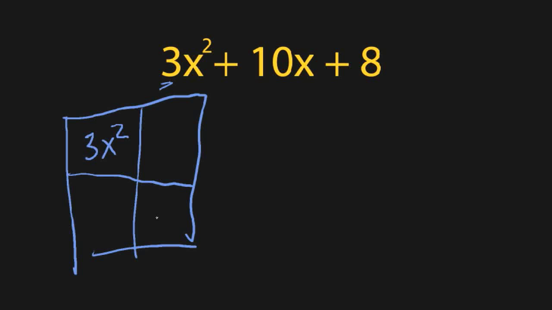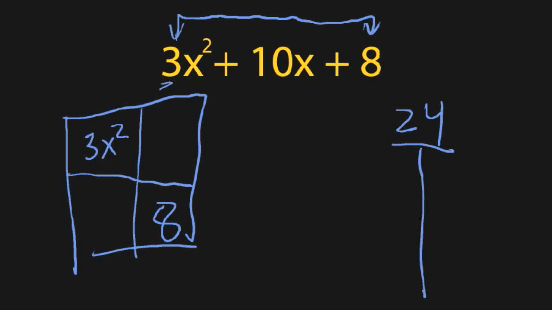In the bottom right, which you might think of as the last box, say if you were reading this as a book, you would read this part last, you put the last term, so that's 8. Now to figure out what you put in the other two cells of the box, multiply the coefficient on the x squared with the last term, so in this case that's 3 times 8 is 24. Now you factor that product and look at which of those factors adds to 10.